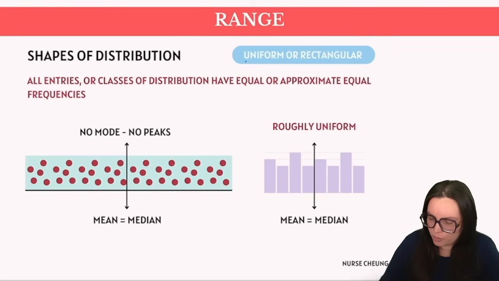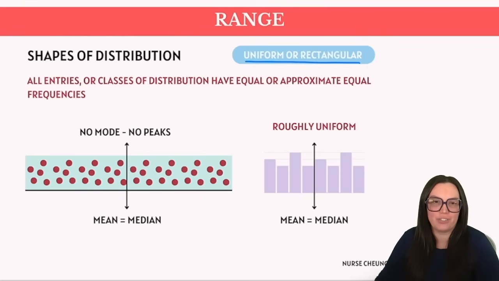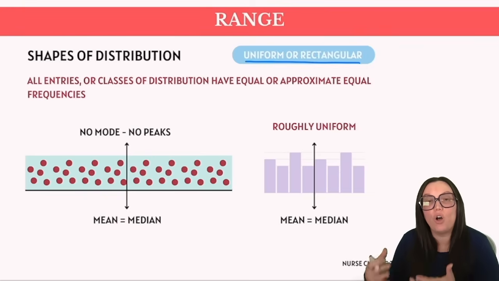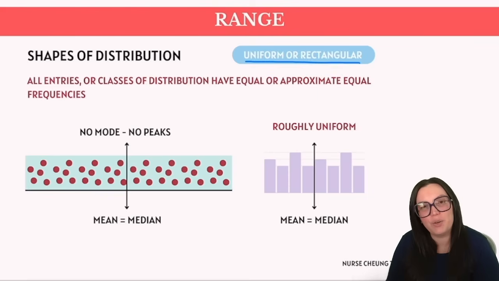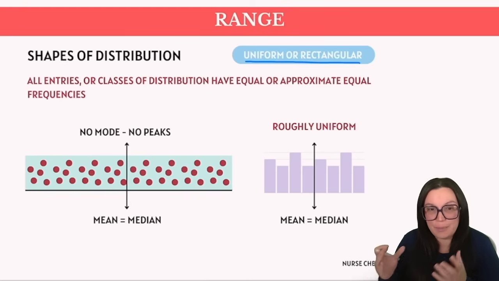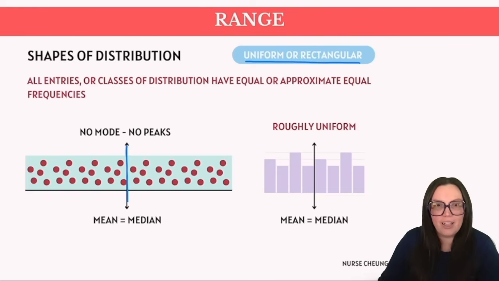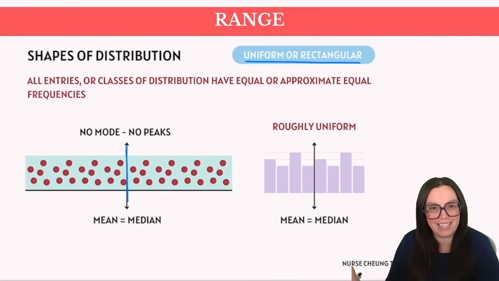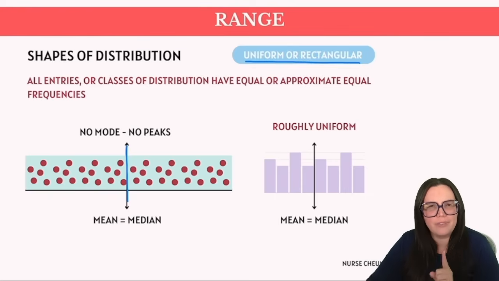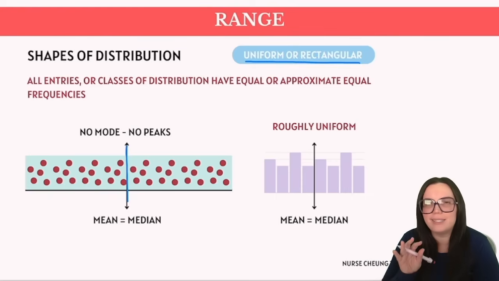Next, let's talk about uniform or rectangular symmetry. This distribution occurs when all categories or classes within a distribution have frequencies that are equal or very close to equal. Observing such a distribution in our first example, we notice that it appears symmetric, with an even split of data on each side of our median. So the symmetry suggests that our mean is likely equal to the median in this distribution as well.